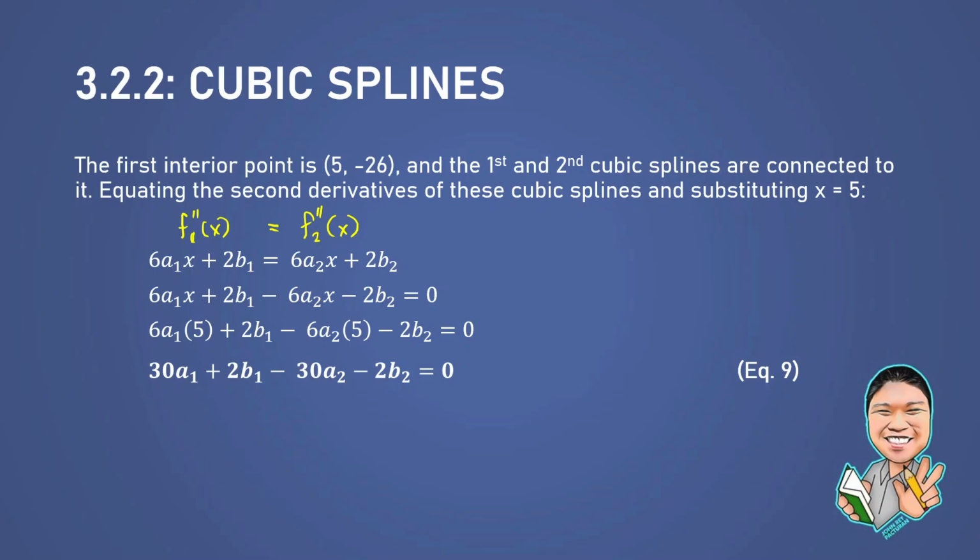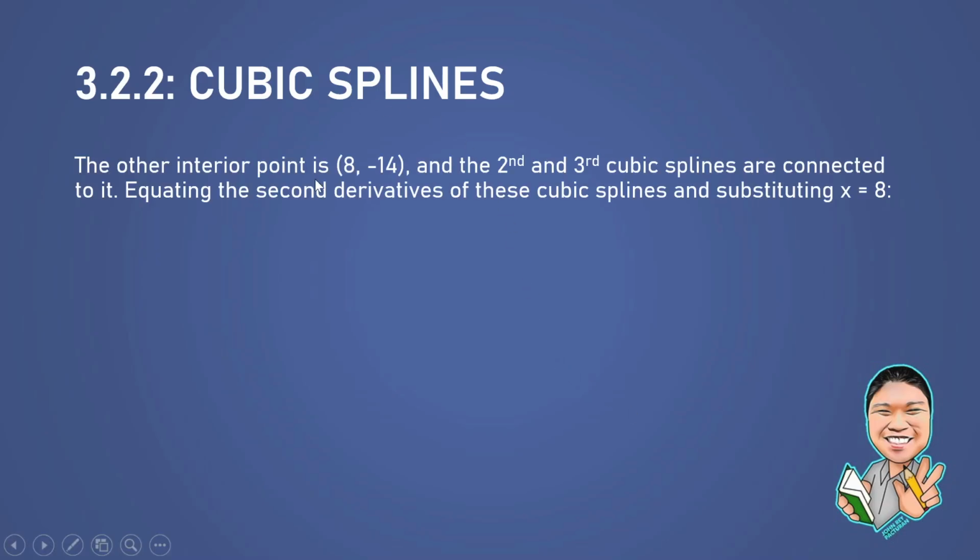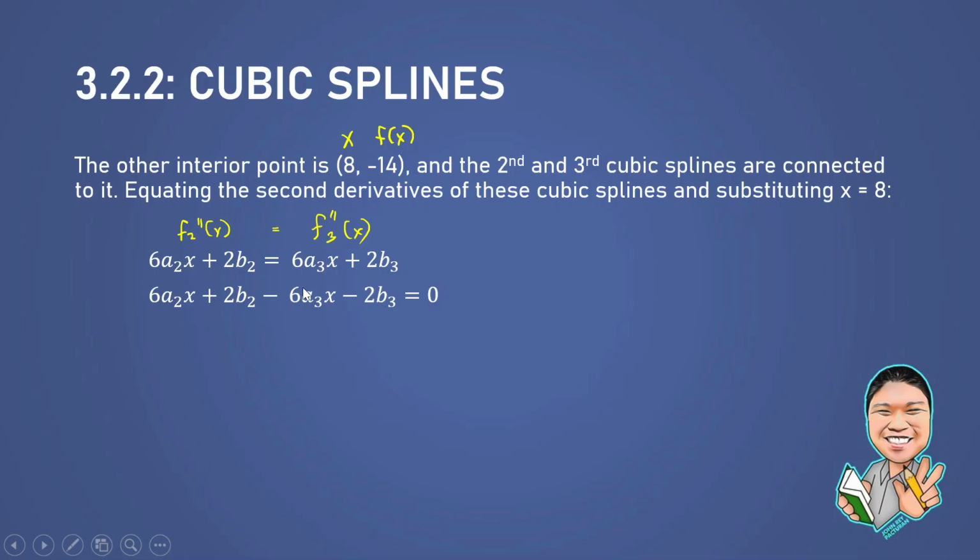Let's proceed to the 10th equation, because we can still get one more here, since the rule is that in step 3 you should get two equations. So, for the other interior point, which is (8, -14), the second and third splines are connected to it. Equating the second derivatives of these cubic splines and substituting x equal to 8, because the given point is (8, -14). So here, the second derivative of the second spline is equal to the second derivative of the third spline. Okay? So this is what comes out.